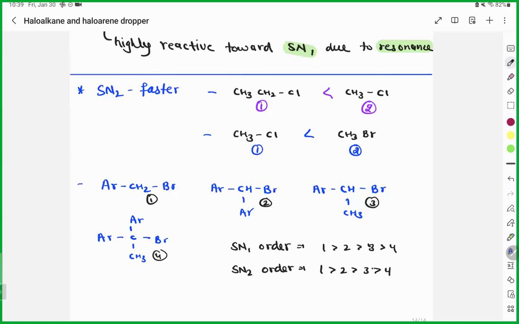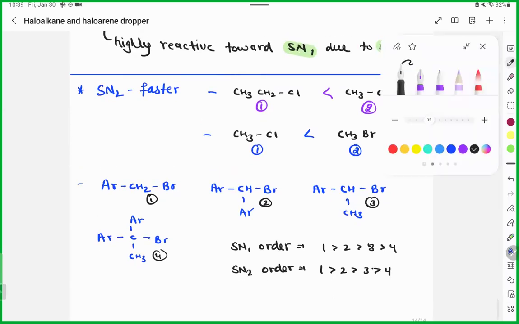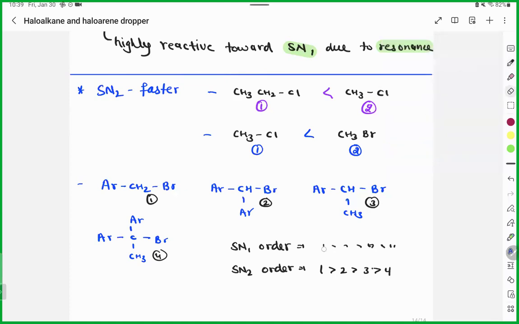Correct me, sir. For SN1, should it be 4, 2, 3, 1? Yeah, but then does the steric nature not come in? I'm confused between the position of 2 and 3, sir. Is it not because 3 is tertiary and 2 is secondary, and they are bulky? Like benzylic, allylic, tertiary, secondary, primary, then methyl?